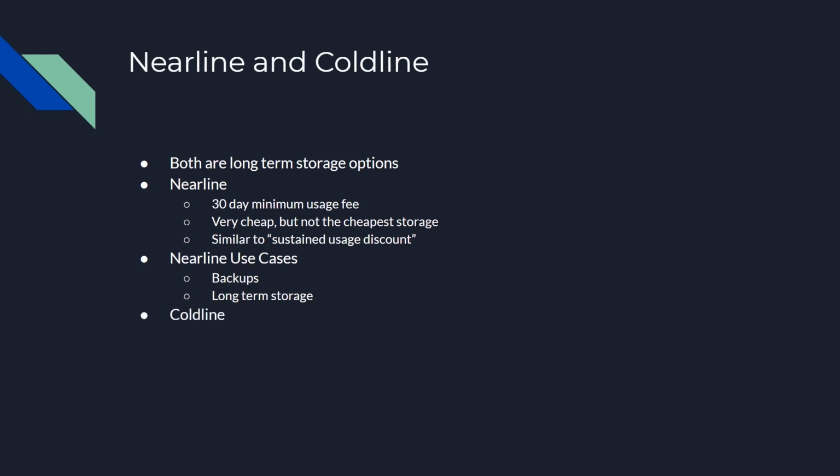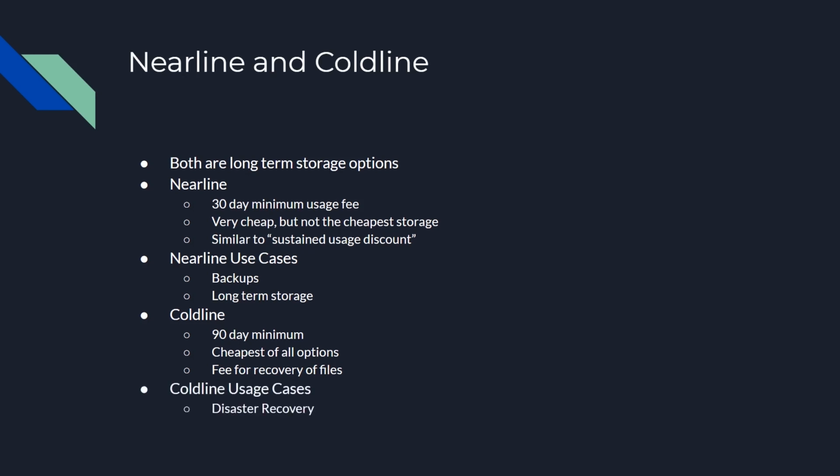Coldline, on the other hand, is really centered more around the absolute bare bone cheapest way to go. It has a 90-day minimum usage fee though, and it's the cheapest of all the options, but you will pay to recover the files. So the use cases around coldline are most often centered around disaster recovery, where you would only need to access these files under the rarest of circumstances. This makes for a nice way to store files you may one day need and keep it cheap.